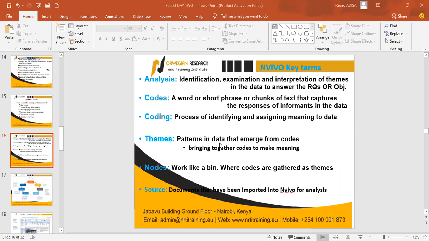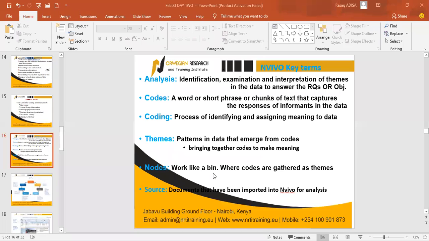So a theme is a pattern in data that emerges from codes, bringing together codes to make meaning. That is what we refer to as a theme. So every qualitative research must come out with themes that will really explain what we are saying. In quantitative too, by the time you code the questionnaire, you input them into SPSS, you do the analysis, results will be brought out, maybe in terms of significance, which of the hypotheses is significant, which one is not significant, and other things.